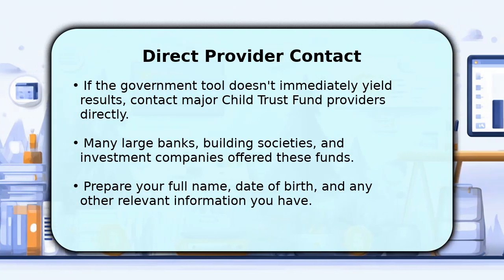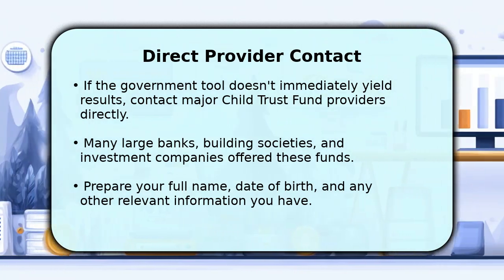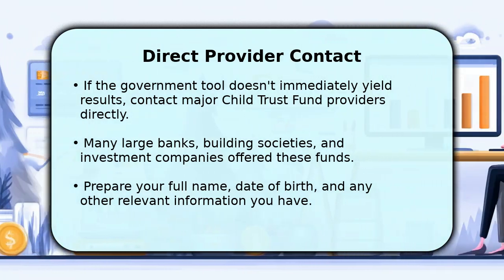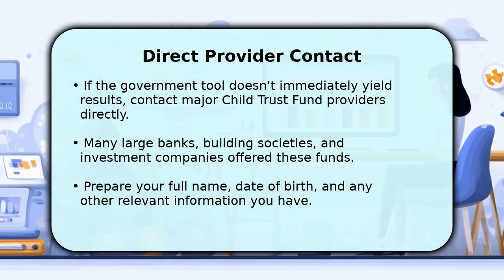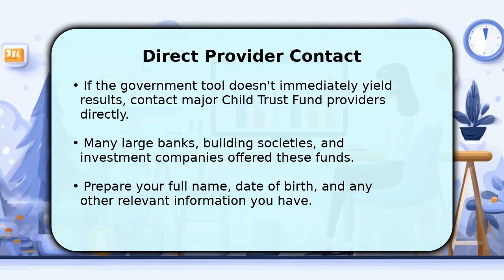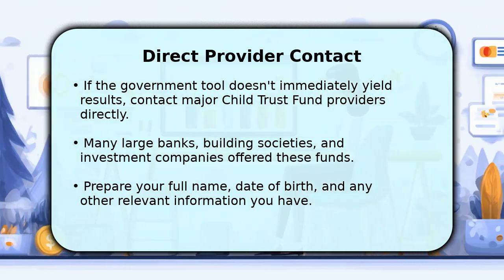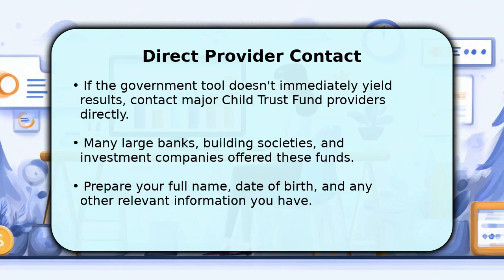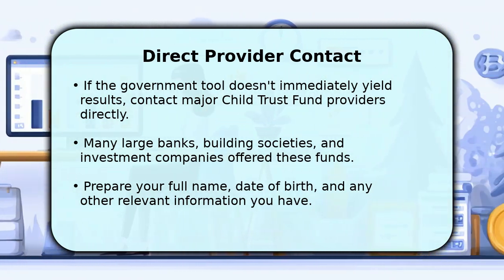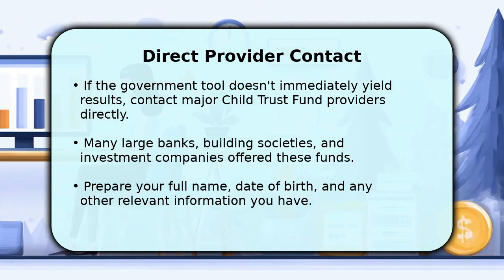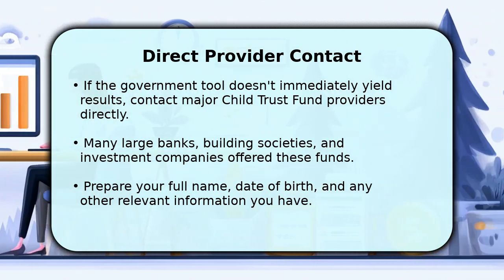Should the government search not return an immediate match, do not worry, you still have options. Reach out directly to common child trust fund providers like high street banks or prominent investment firms. They have dedicated teams to assist with these inquiries. Be patient, as it might take some time for them to cross-reference their records, but your persistence will pay off, helping you pinpoint your valuable asset.